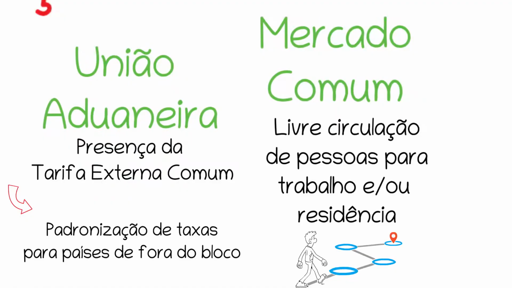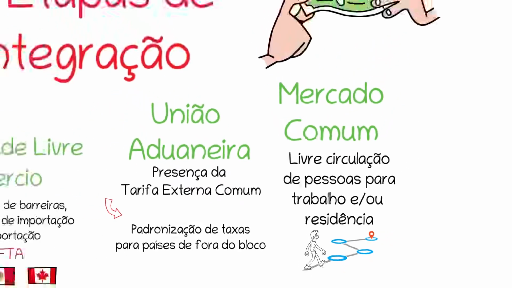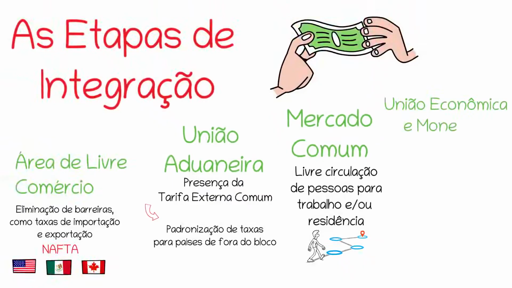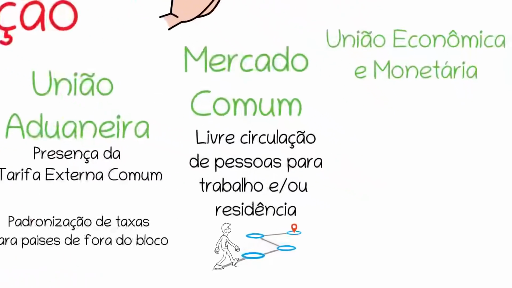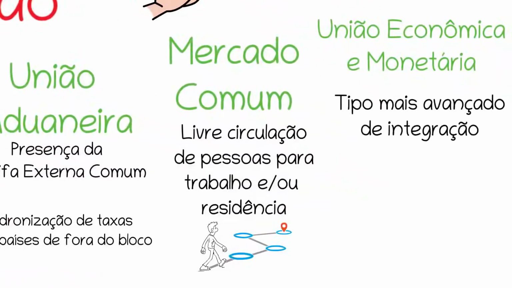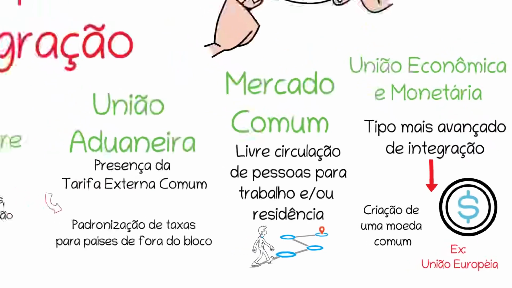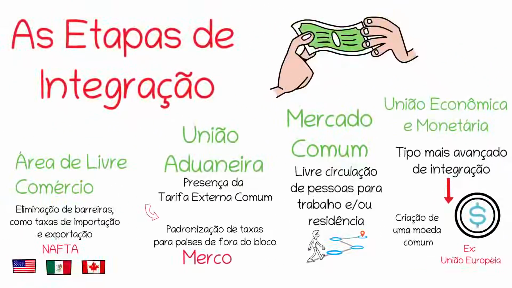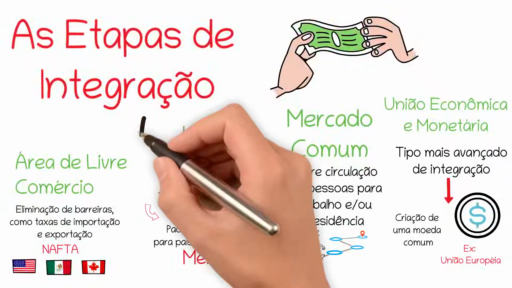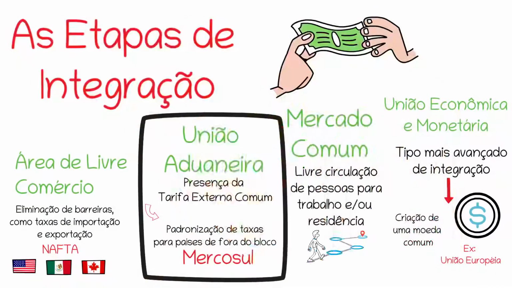And the last and most advanced stage of the integration process would be the economic and monetary union, which, in addition to all the previous characteristics, would also involve the adoption of a common currency among the countries in the bloc. As an example, we can mention the European Union, which actually adopted a common currency, in this case, the euro. But at which of these stages is Mercosur currently, Professor? In this case, at the second stage, that is, the customs union.